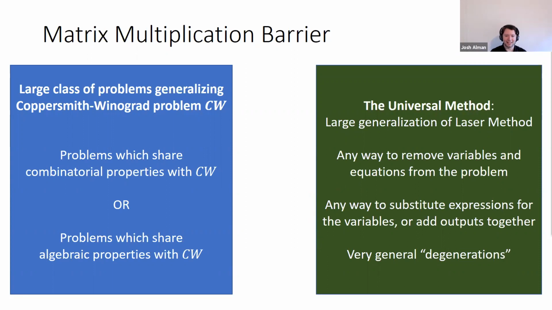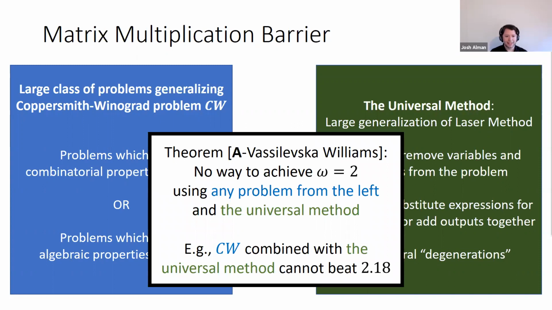Like you could imagine substituting in expressions for variables, like setting x1 equal to x2 plus x3 instead of just setting x1 to 0. Or there's even, in algebraic complexity theory, a really general way to reduce between problems that's called a degeneration. And our universal method even includes this most general way that's known to reduce between these types of problems. And then what we prove is that there's no way to achieve omega equals 2 by using any problem from the left combined with any method that falls within the universal method.